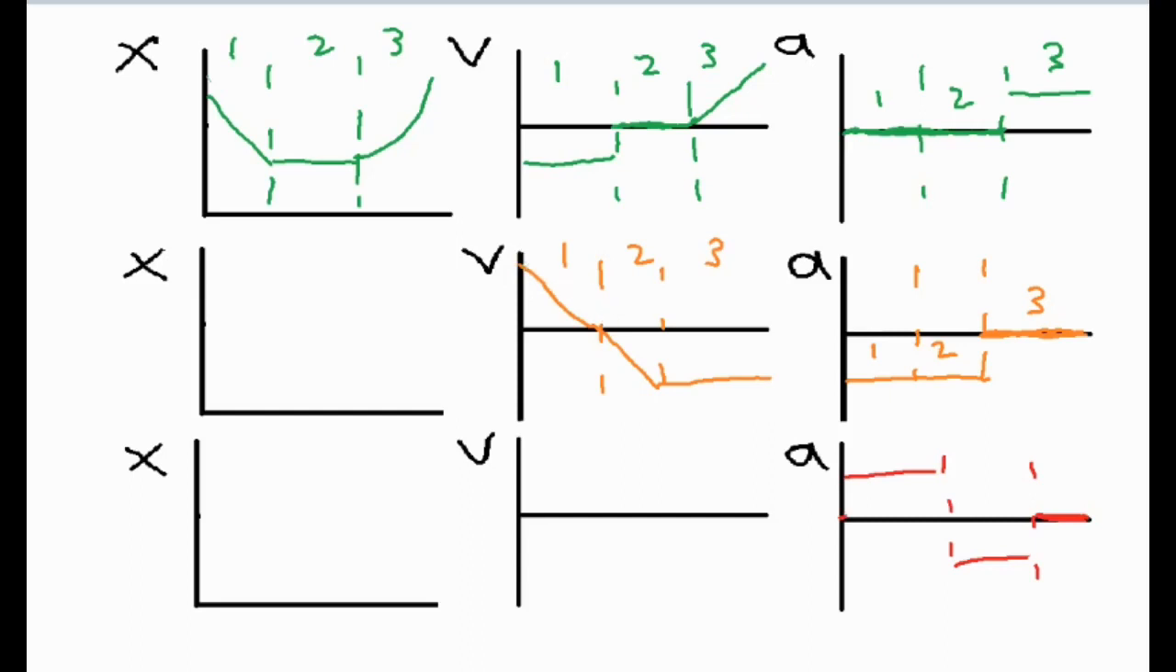So something positive and slowing down means that it should be rising on the position time graph, but because it's slowing down, the slope should not get steeper. It should be becoming progressively more flat. So I'm going to rise up and become progressively more flat to show that it's slowing down. That's section 1.